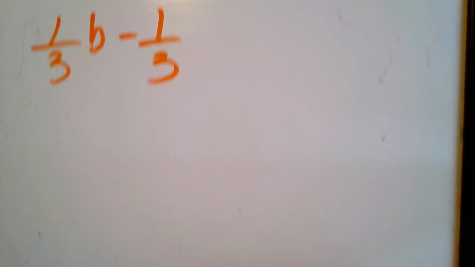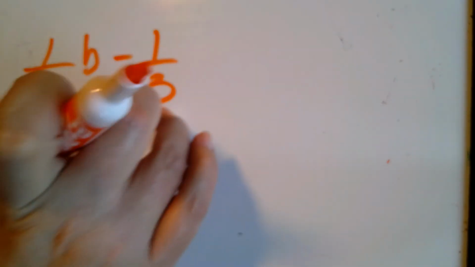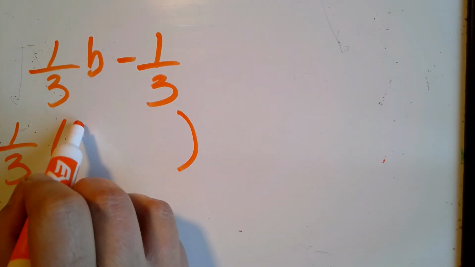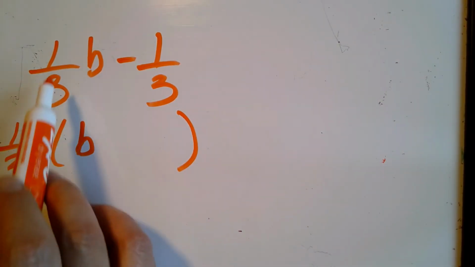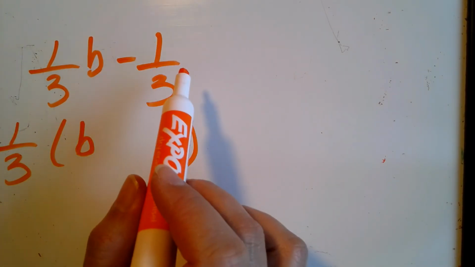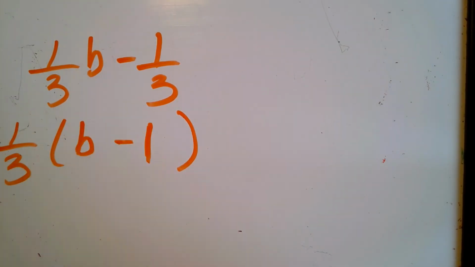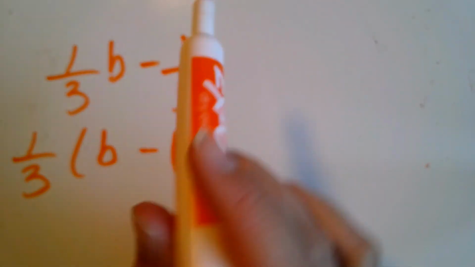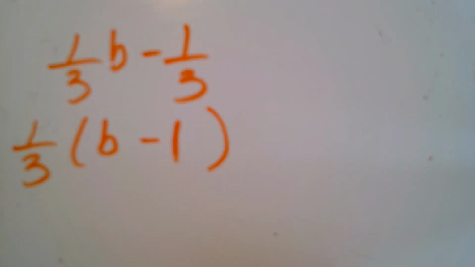So let's take a look at 1/3 b minus 1/3. All right, so the greatest common factor here between both of these is just 1/3. So I'm going to pull out 1/3. So 1/3 b, if I multiplied it, I'd get 1/3 b. And then 1/3 times what would be negative 1/3? Oh, it would be just a negative 1. So if I multiplied 1/3 times negative 1, that'd be negative 1/3. Okay, so these fraction ones, don't let them intimidate you.